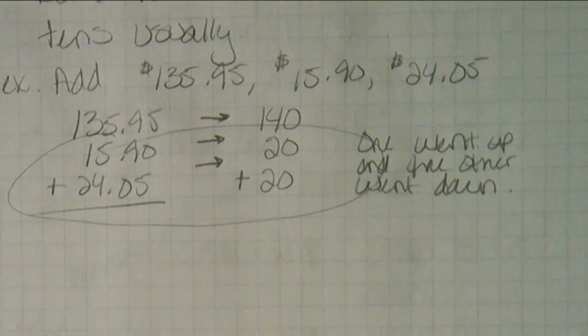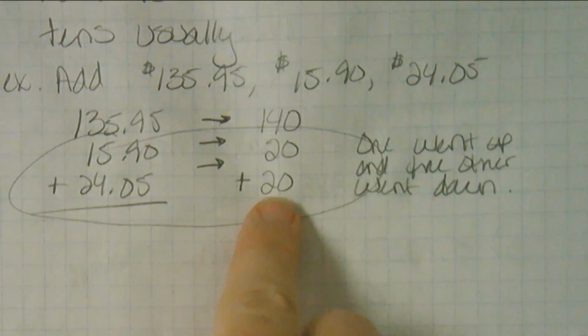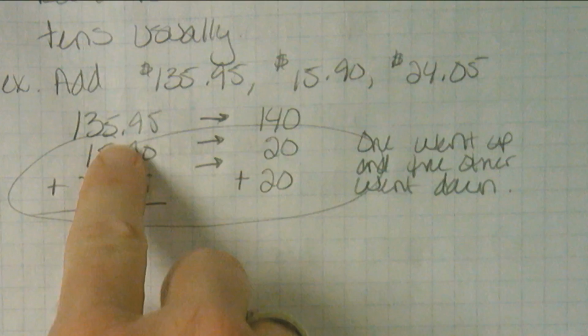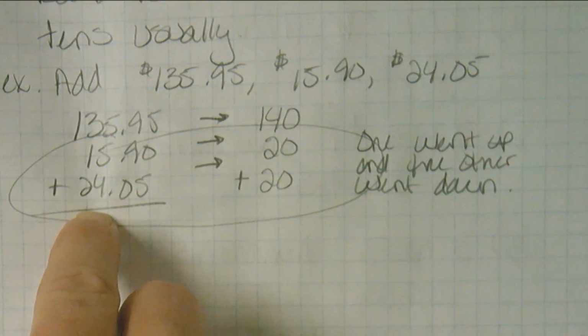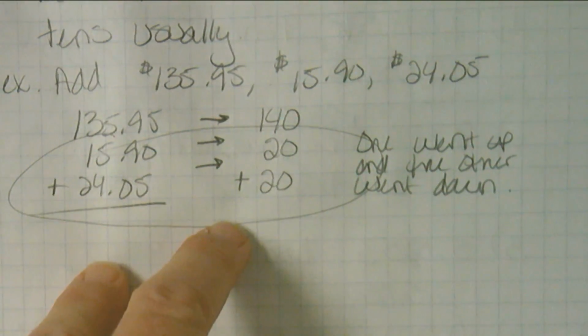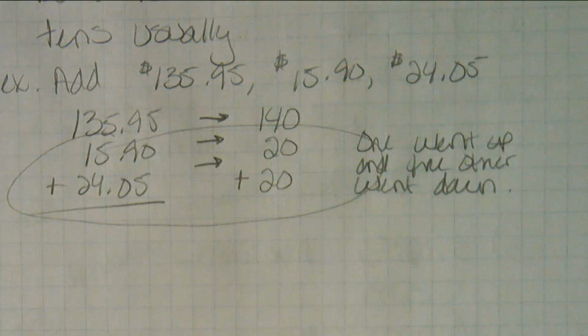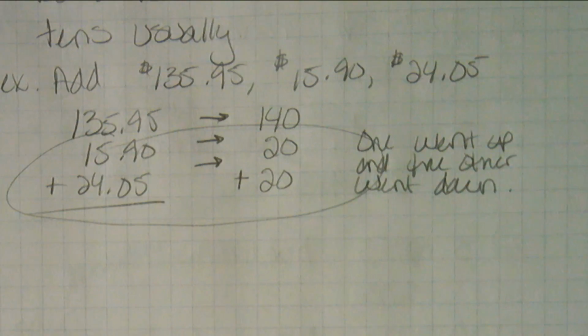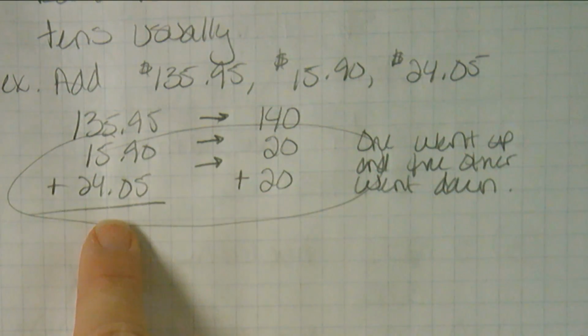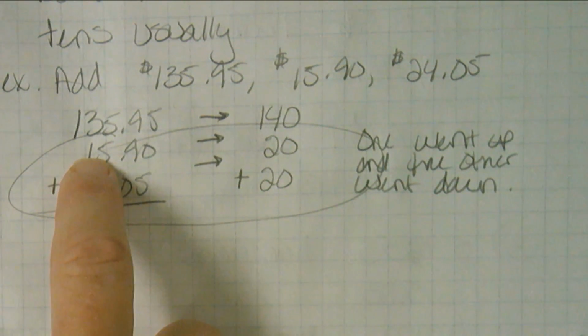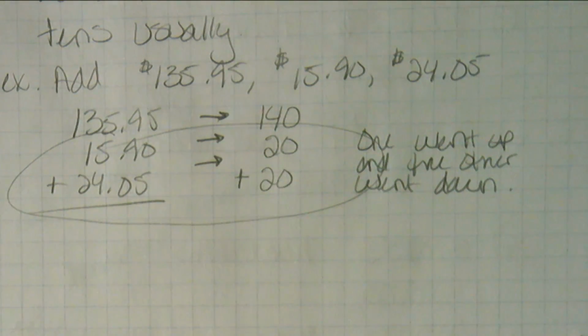Can you see that if one went up and the other went down, they probably kind of canceled out? If both of these went up, we'd be much over, wouldn't we? How many of you guys can see that? If we rounded 15.90 to 20 and $24 to 30, we'd be a lot higher, wouldn't we? But they kind of counterbalance each other. Can you guys see that? That's what I want you to make a consideration of. This 24 is below 25, so round it down. This 15 is over 15, so round it up. That's kind of what I want you guys thinking about.